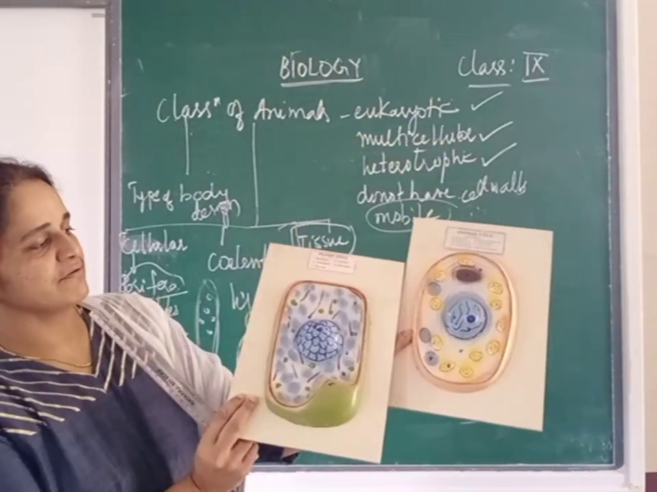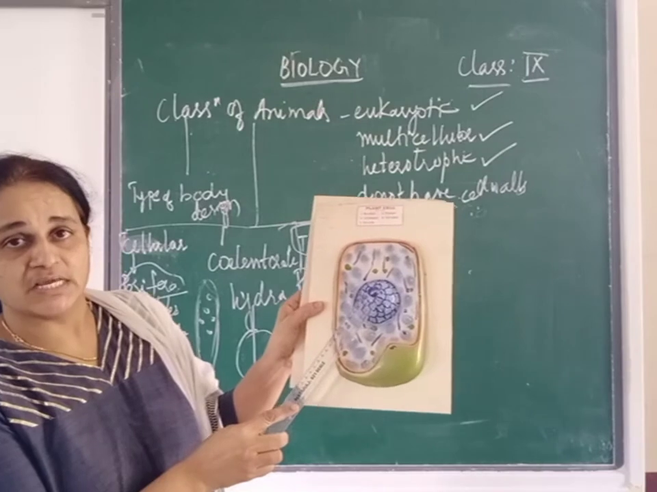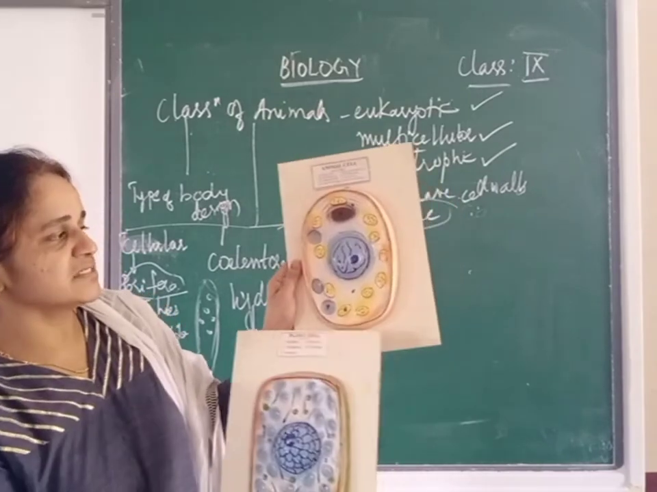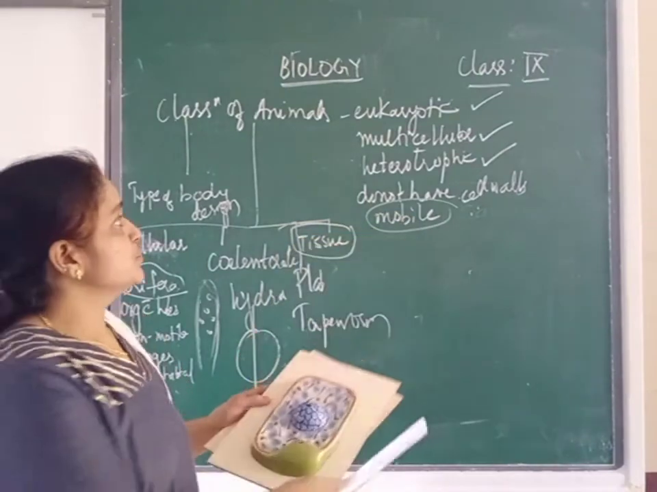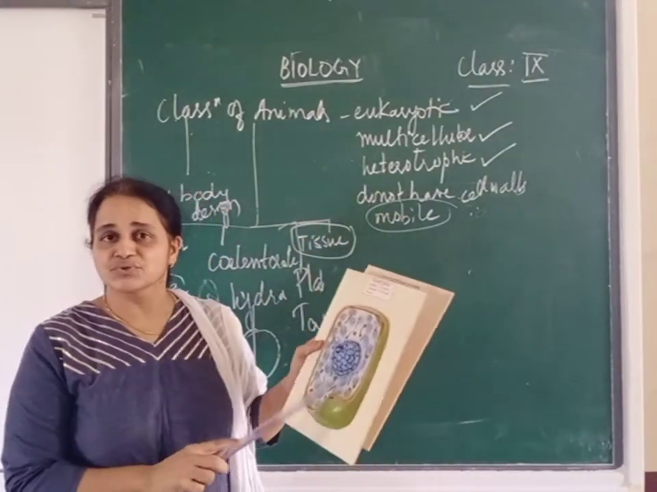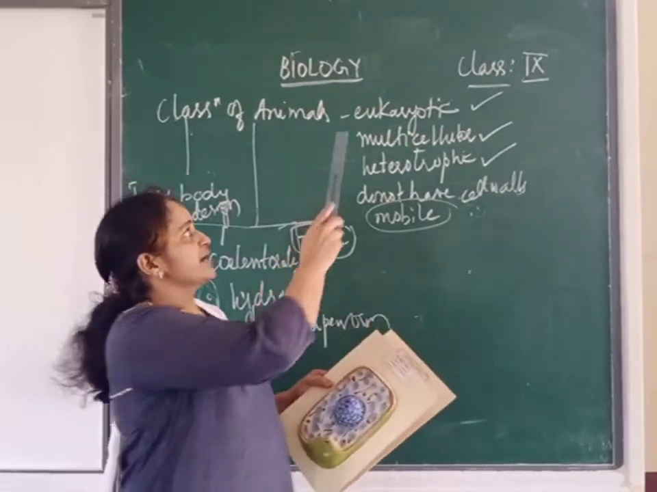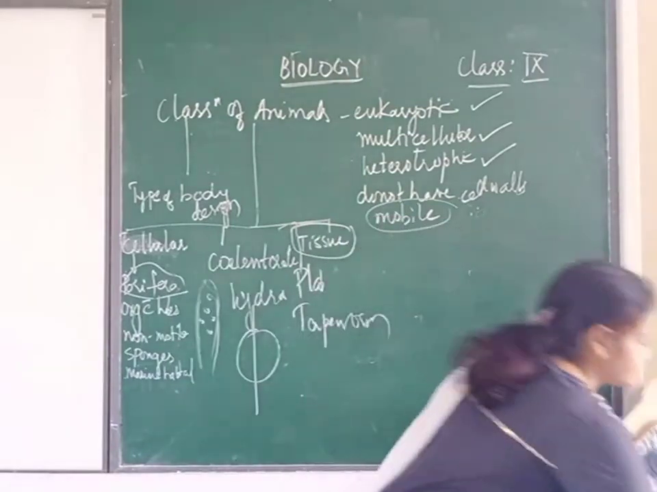Both have a centrally located structure. What is this? This is the nucleus. Even animal cells also have a nucleus. So they both are eukaryotic. Because they have a nucleus, plant cell is eukaryotic, animal cell is also eukaryotic.